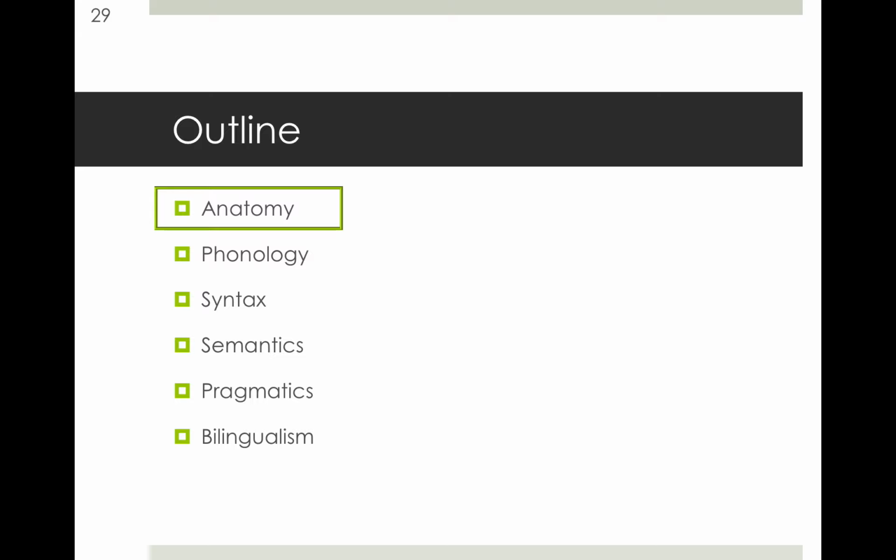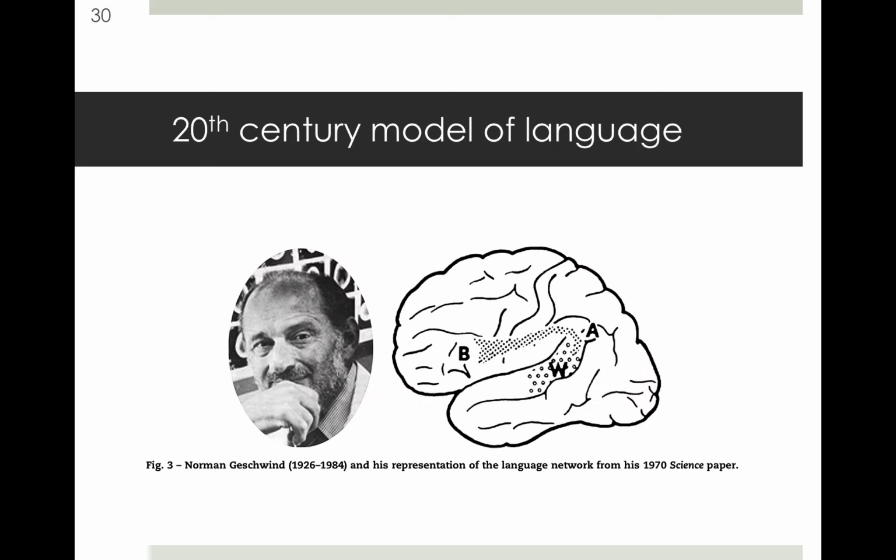Okay, so brain anatomy of language. This is a picture of Norman Geschwind, who was a 20th century thinker.